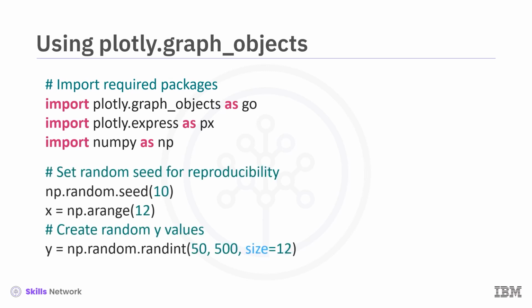Then generate sample data. With np.random.seed(10), we're setting the random seed for reproducibility. Now let's create an array of 12 elements: x equals np.arange(12). Let's create random y values by using the random module: y equals np.random.randint(50, 500, size=12).